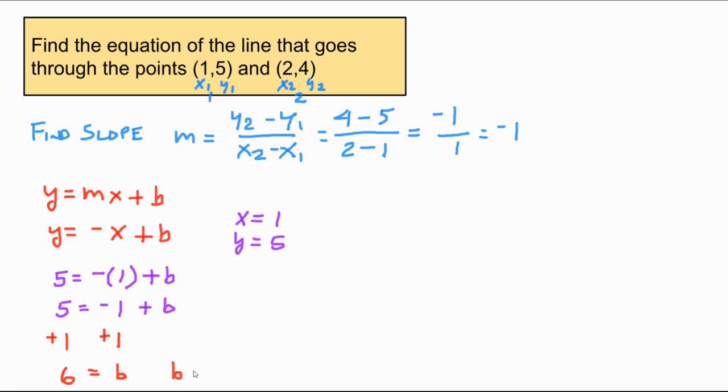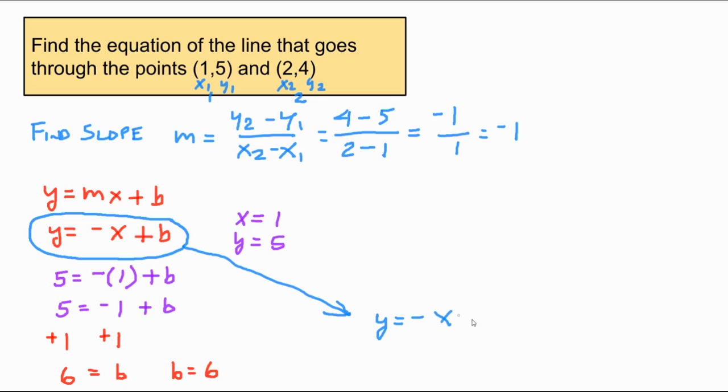b and the 6 look awfully similar. I'm just going to rewrite that in the other order. b equals 6. And now we can rewrite our equation. So we are going back to this step right here, where we had our initial equation. We were just missing b. And I'm going to rewrite that down here based on what we know about b. y equals negative x plus 6. And that would be our answer.